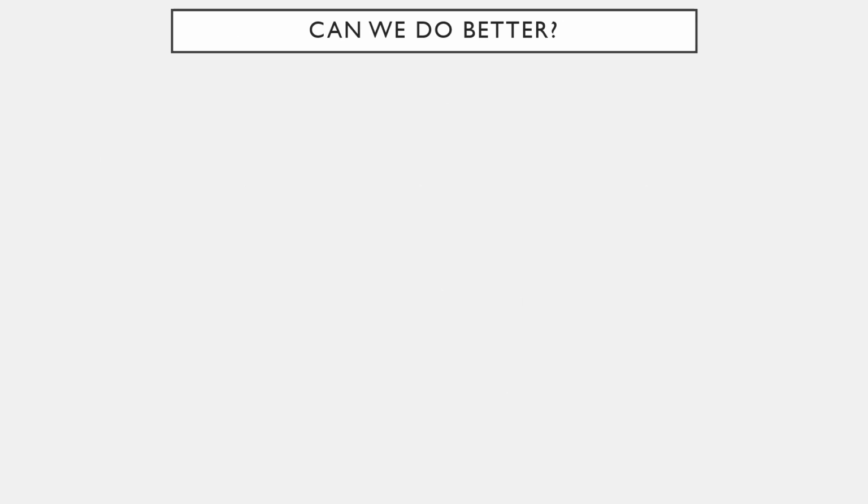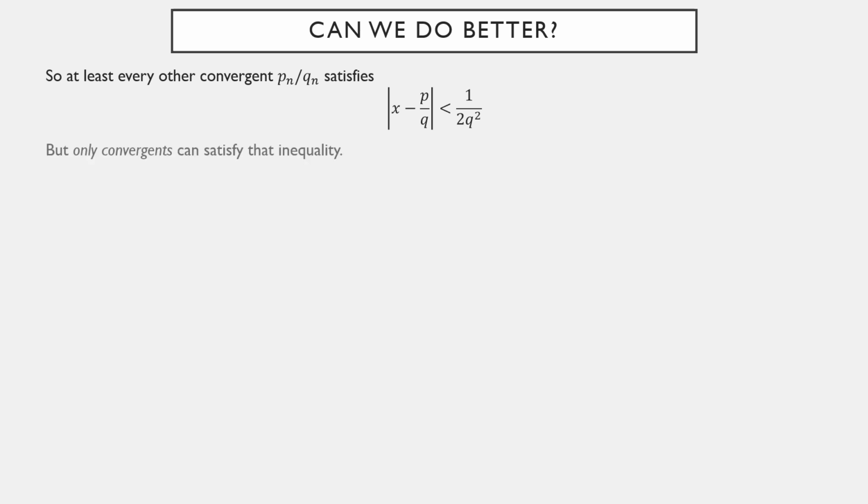So can we do any better? Every other convergent must satisfy it, and when I say every other, I don't mean in a strict sense. I mean out of any consecutive pair, at least one of them satisfies this inequality. But only convergents can possibly satisfy that inequality. So if we're looking to do any better, we are definitely only looking at convergents. Can we actually do any better? Can I replace the 2 with anything bigger?